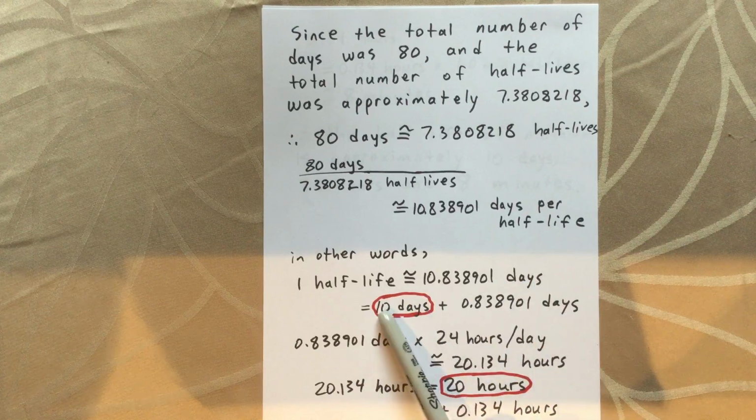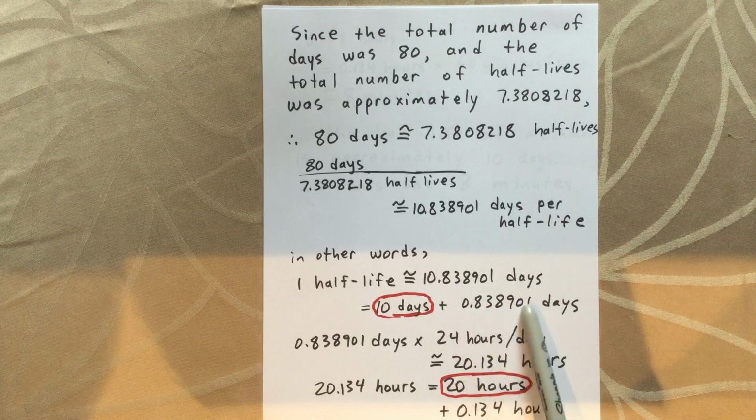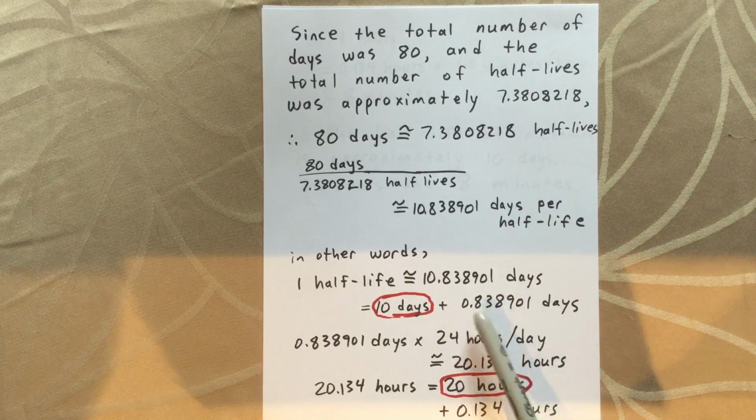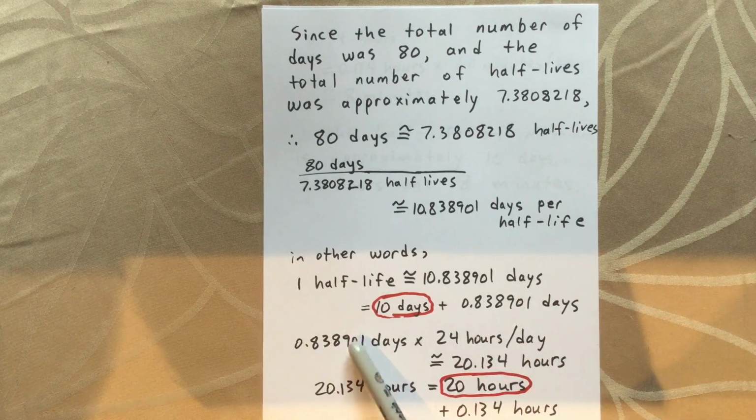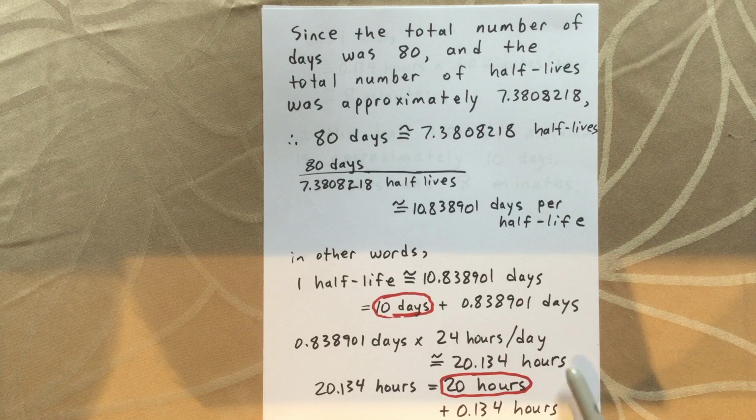Well, that's like saying 10 days plus 0.838901 days. Well, let's figure out how many hours there are in 0.838901 days. 0.838901 days times 24 hours in a day. The days cancel out. We're only left with the units of hours, and 0.838901 times 24 is approximately 20.134. So we've got 10 days, and we've also got 20.134 hours approximately. Well, we know 20.134 hours is obviously 20 hours plus 0.134 hours. So we know we've got 10 days and 20 hours and some more time here.